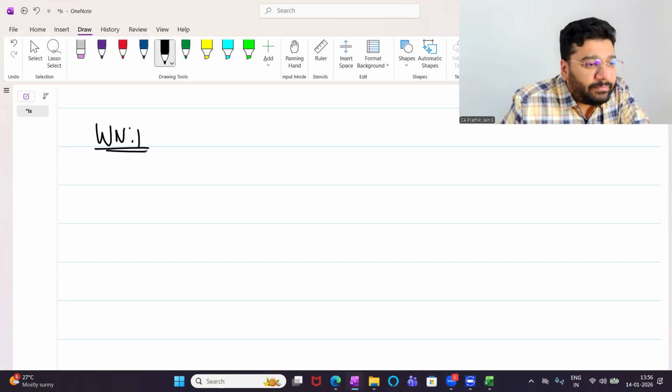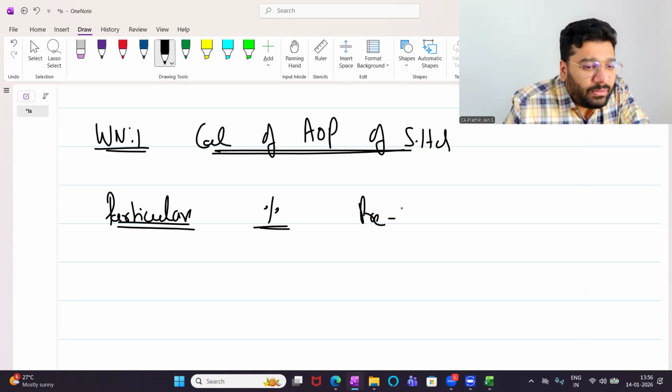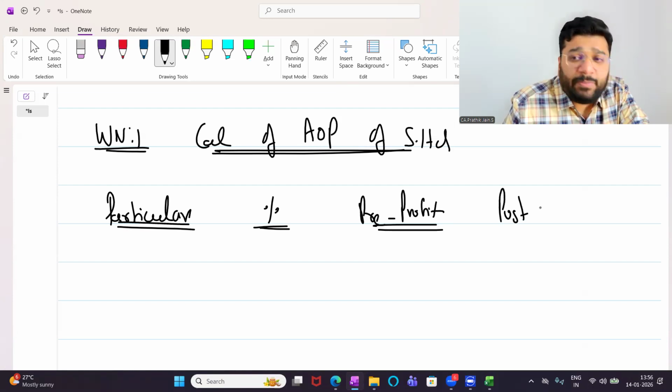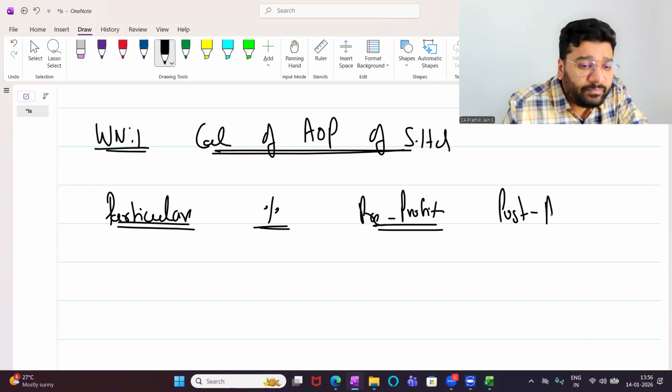Working note number 1: calculation of AOP of S Limited. Particulars, percentage, pre-profit, post-profit. Don't write pre-profit and post-profit; you write the full form, pre-acquisition profit and post-acquisition profit. Total.